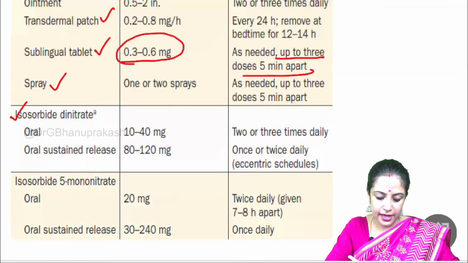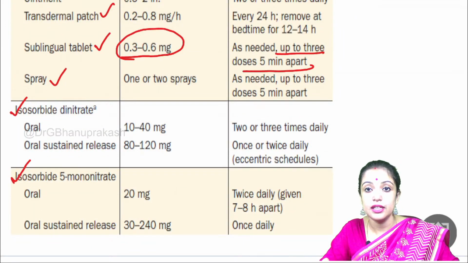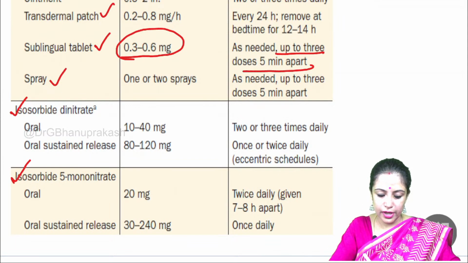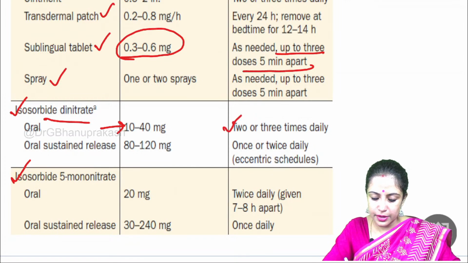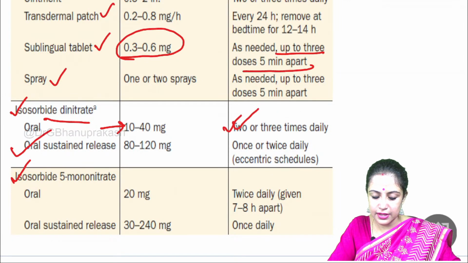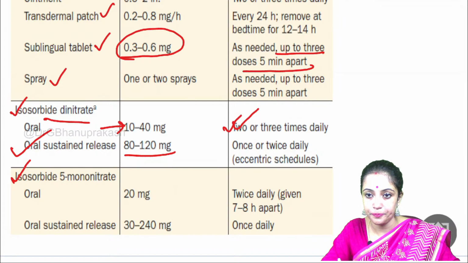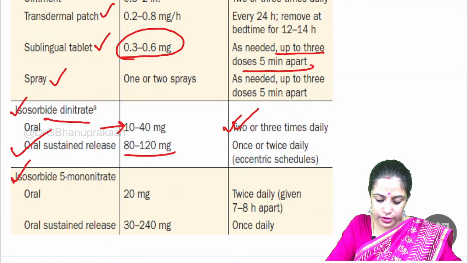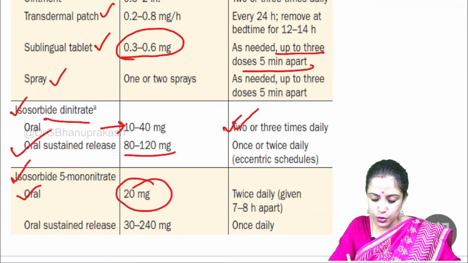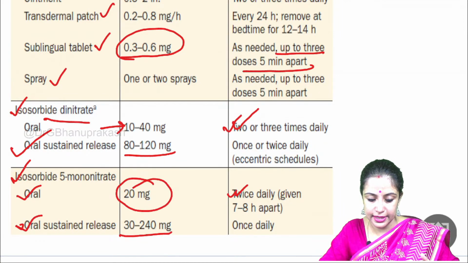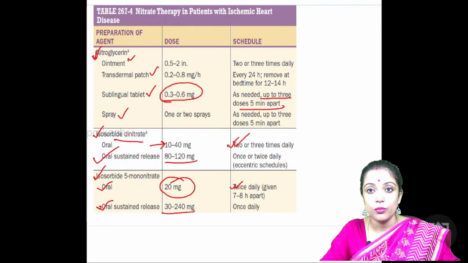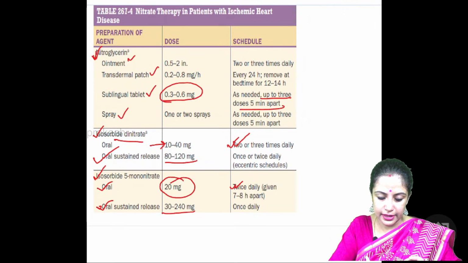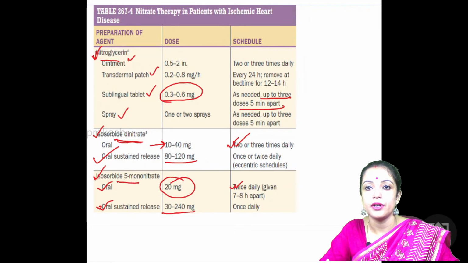Isosorbide dinitrate and isosorbide 5-mononitrate have only oral formulation. So isosorbide dinitrate oral formulation can be given at 40 milligram 2 to 3 times daily, and the oral sustained release dose is 120. Isosorbide 5-mononitrate oral dose is 20 milligram twice daily, and the sustained release dose is 32 once daily. So this is about the nitrates: the different formulations of nitrate, nitroglycerin, isosorbide dinitrate, and isosorbide mononitrate.